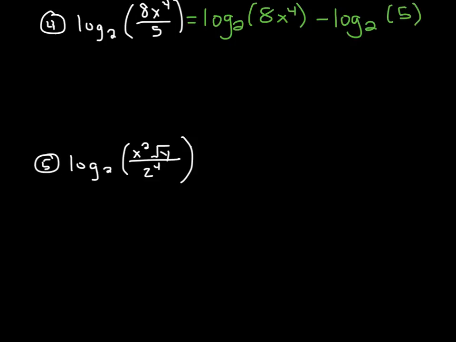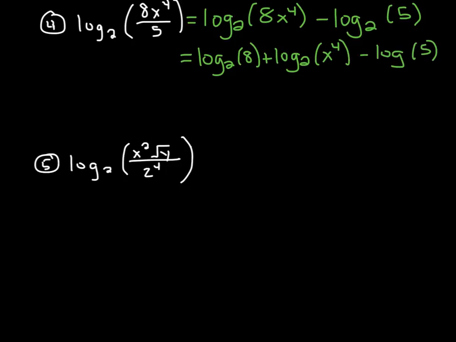Okay, now, if we look within our parenthesis here, we have 8 times x to the 4th. So multiplication tells us that we can take this expression and separate it into the sum of 2 log expressions. So instead of having log to the base 2 of 8 times x to the 4th, we could have log to the base 2 of 8 plus log to the base 2 of x to the 4th. And then I'm just going to take this minus log to the base 2 of 5 and just bring it down.